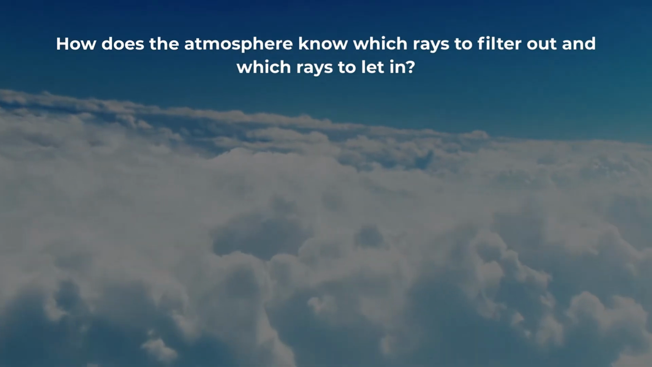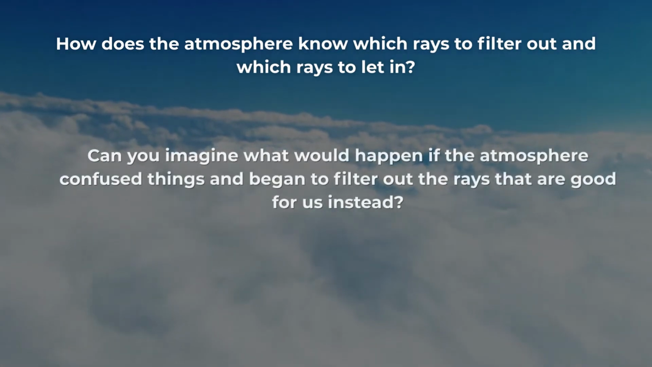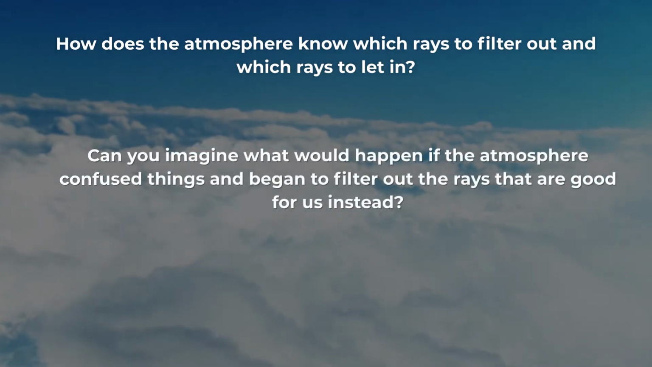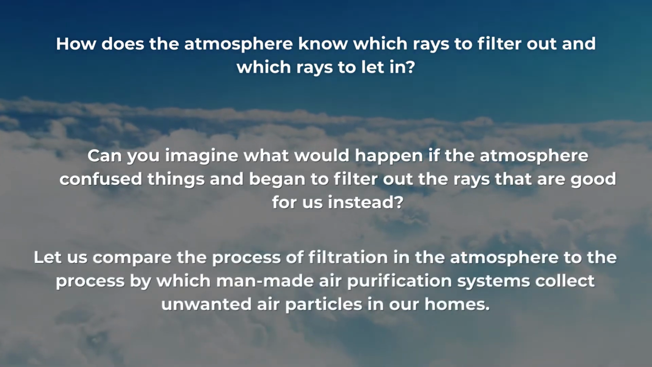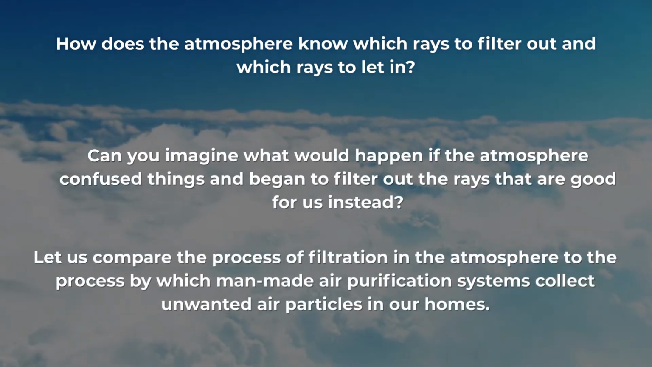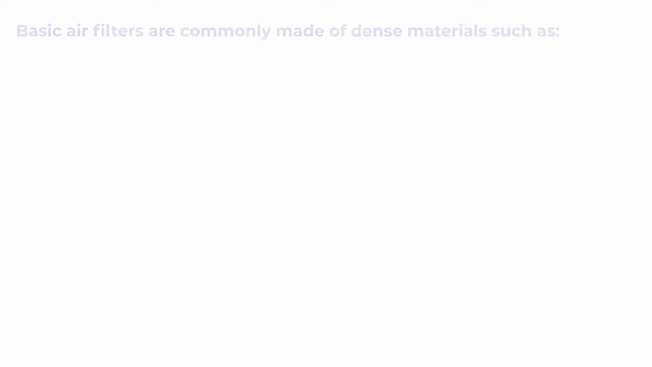How does the atmosphere know which rays to filter out and which rays to let in? Can you imagine what would happen if the atmosphere confused things and began to filter out the rays that are good for us? Let us compare the process of filtration in the atmosphere to the process by which man-made air purification systems collect unwanted air particles in our homes.